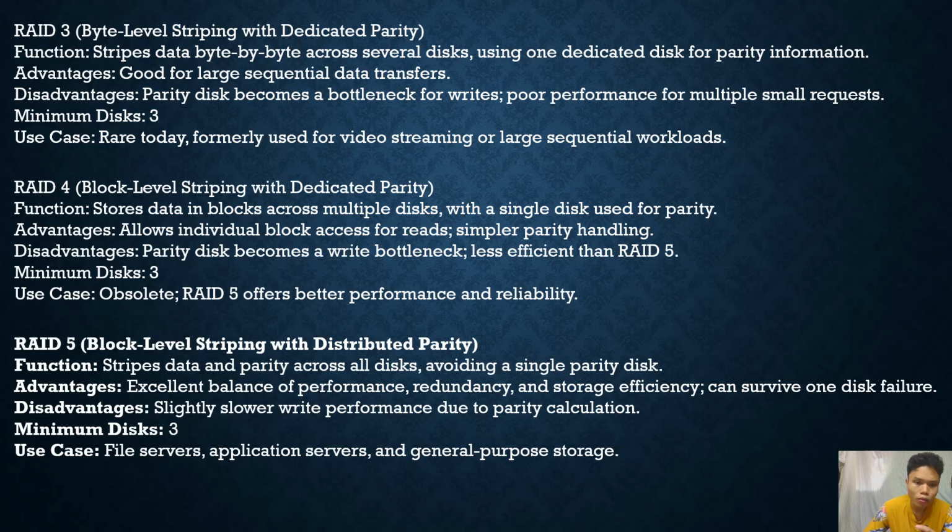RAID 5 offers better performance and reliability, so RAID 5 is better than RAID 4. RAID 5 is block-level striping with distributed parity. It stripes data and parity across all disks, avoiding a single parity disk. It is an excellent balance of performance, redundancy, and storage efficiency, and can survive one disk failure. The only disadvantage is slightly slower write performance due to parity calculation. Same as RAID 3 or 4, the minimum disk required is 3. Its use case is good for file servers, application servers, and general purpose storage.